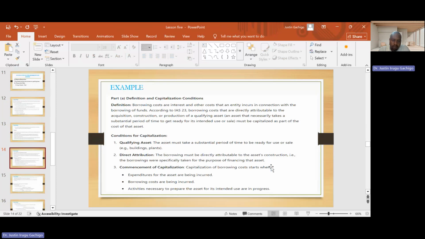Then we have the commencement of capitalization. Capitalization of the borrowing cost starts when, one, expenditures for the asset are being incurred, two, borrowing costs are being incurred, and three, activities necessary to prepare the asset for its intended use are in progress.